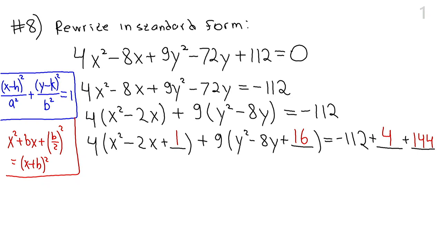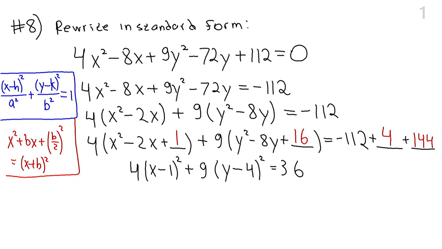And now I'm ready to write this as perfect squares. So now I have 4 times x minus 1 squared plus 9 times y minus 4 squared. And if I add up all the numbers, negative 112 plus 4 plus 144, I'm going to get 36. Now I'm almost there, but I'm not done because in the standard form of an ellipse, I have to have equals 1 on the right-hand side. So my last step is to divide everything by 36.